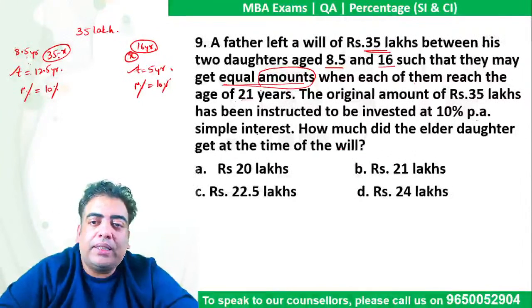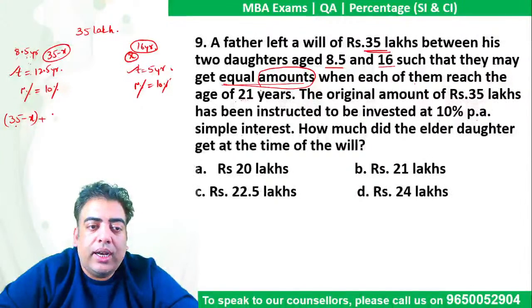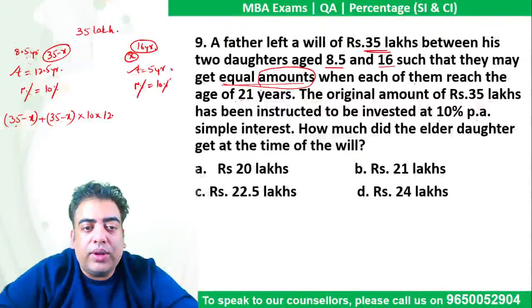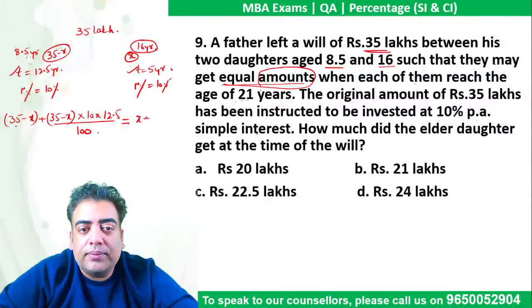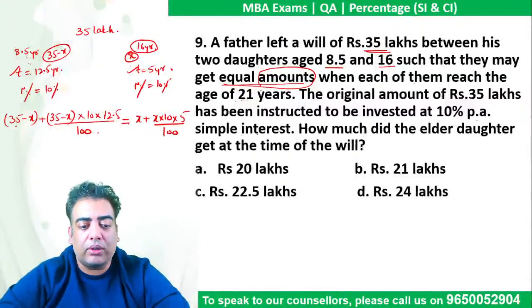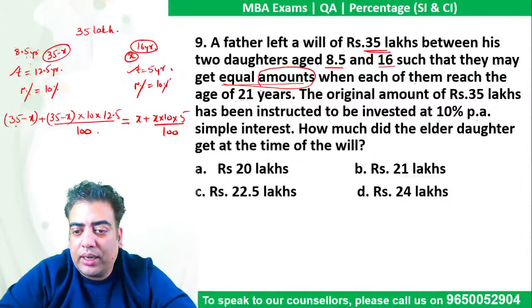So here the principal is 35 minus X, plus 35 minus X into the rate of interest, which is 10, into the time, 12.5, upon 100. Now it should be equivalent to X plus X into 10 into 5 upon 100. So guys, please check out this calculation first. So this should be clear to each and every student, right, Romeo?